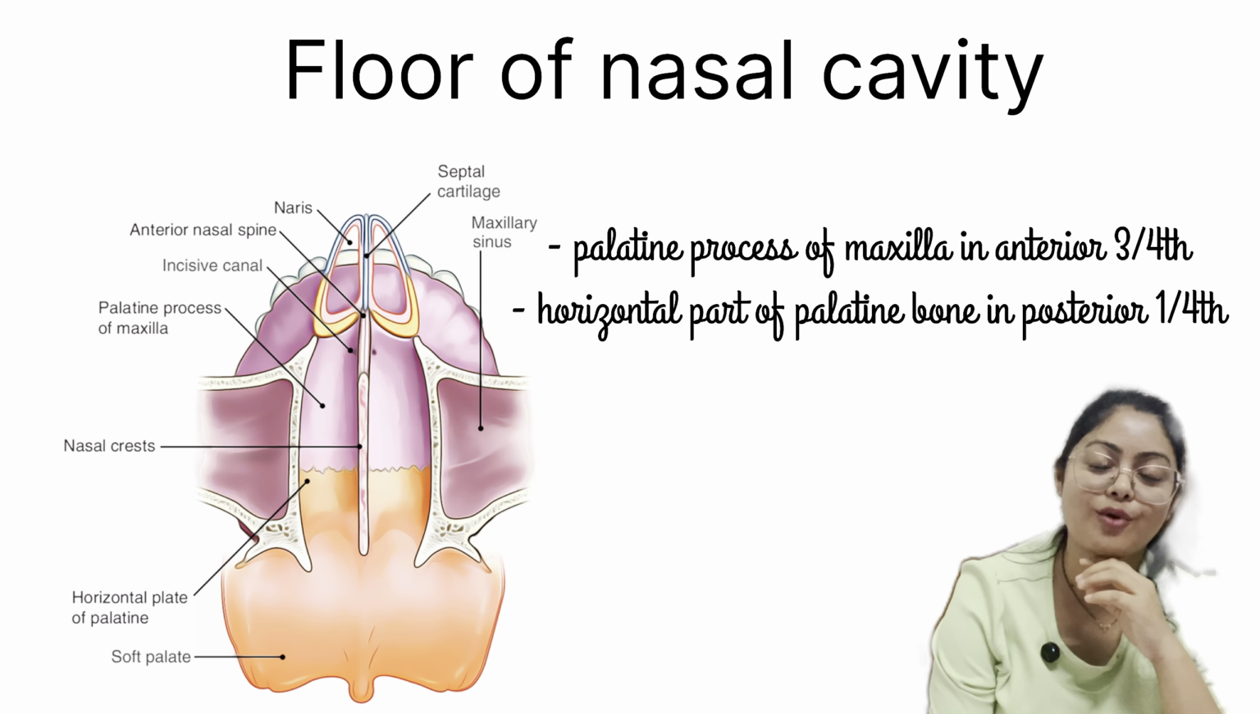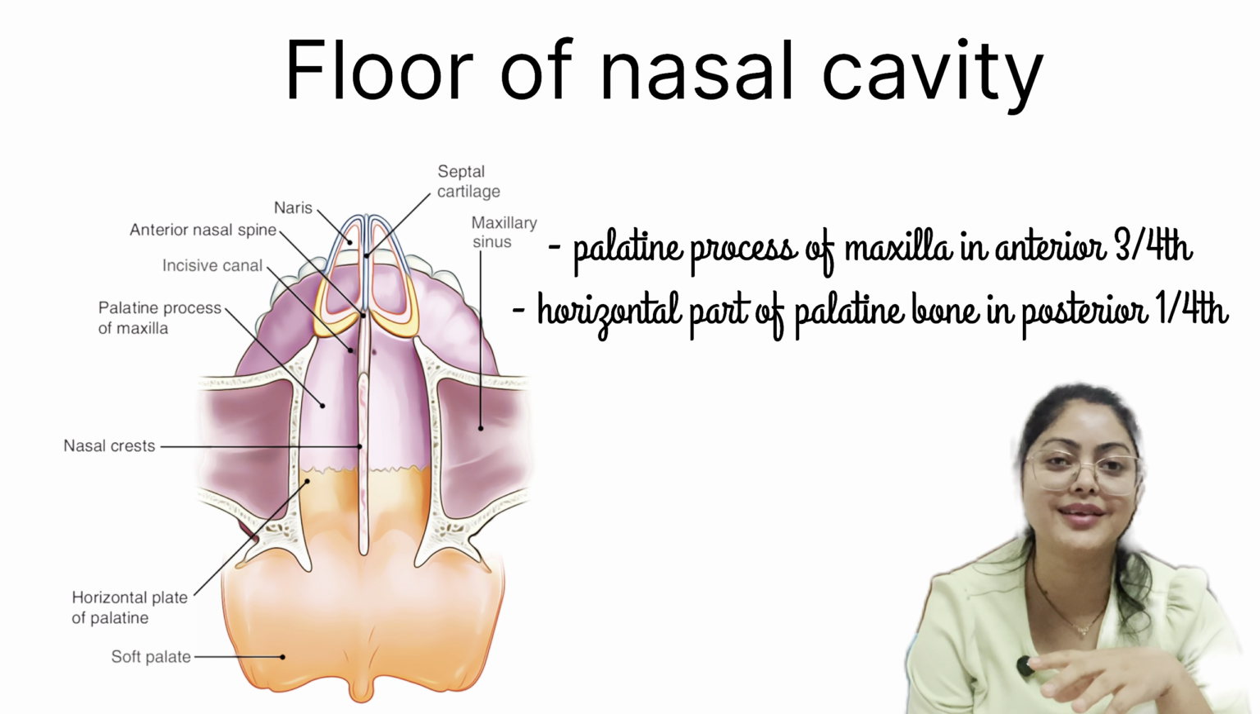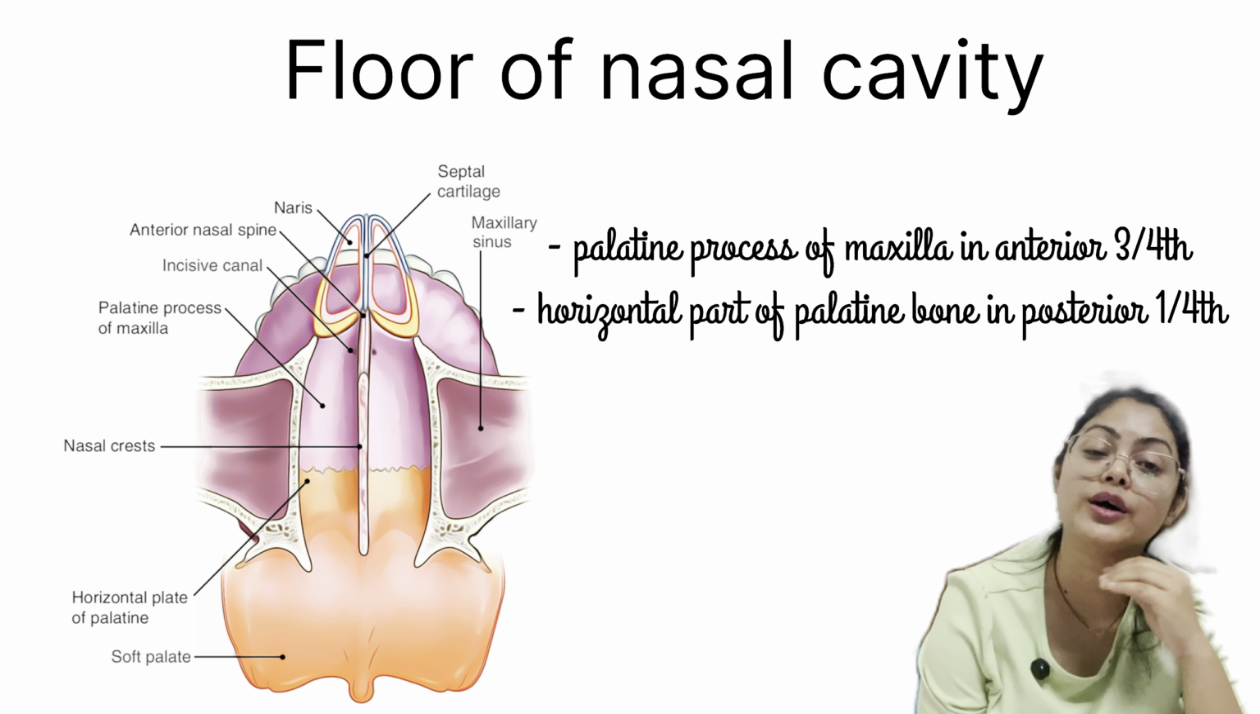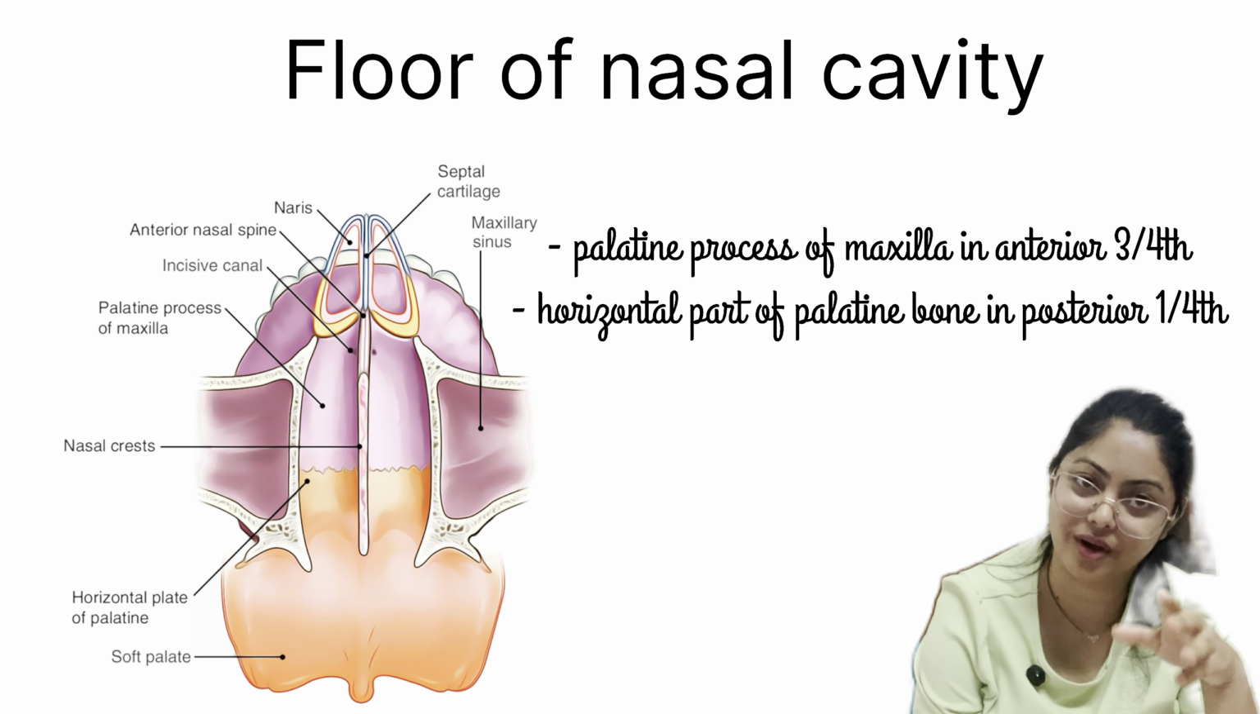The floor is mainly formed by the palatine process of the maxilla in the anterior three-fourths and the horizontal part of the palatine bone in the posterior one-fourth.